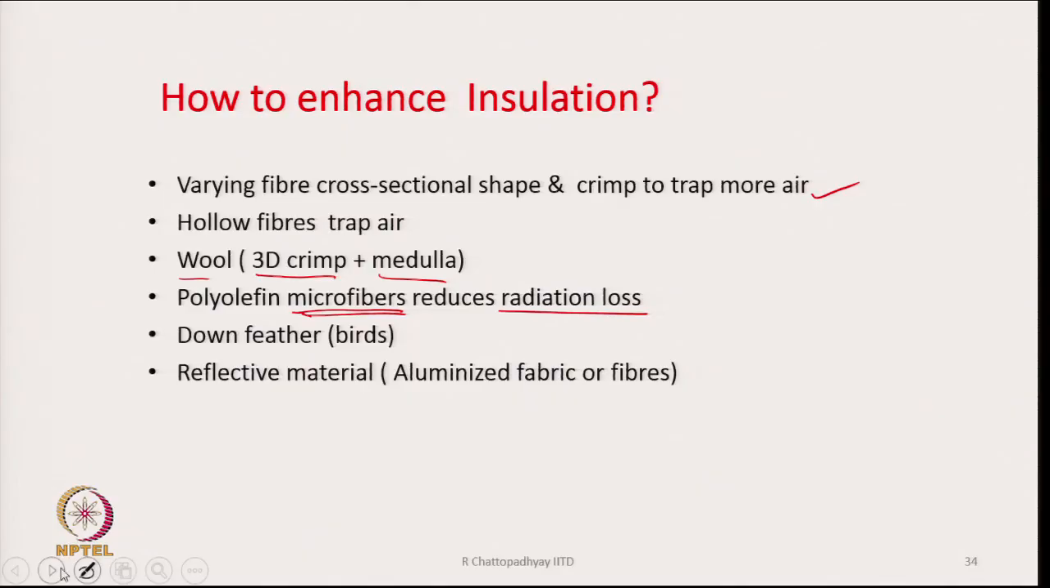See, then down feathers of birds can also be used. Reflective material, aluminized fabric or fibers can be used to reduce radiation heat loss from the body. So, these are the various ways to improve insulation.